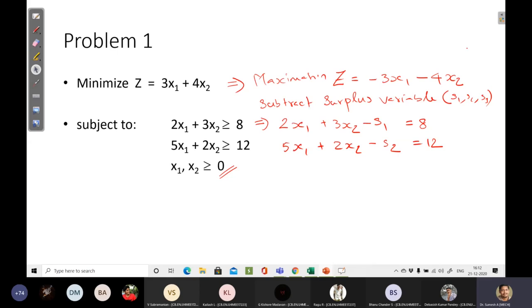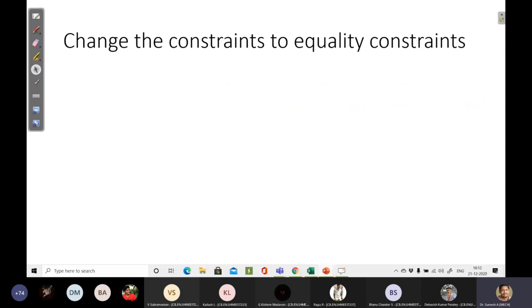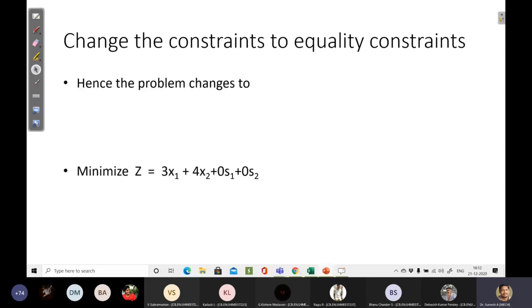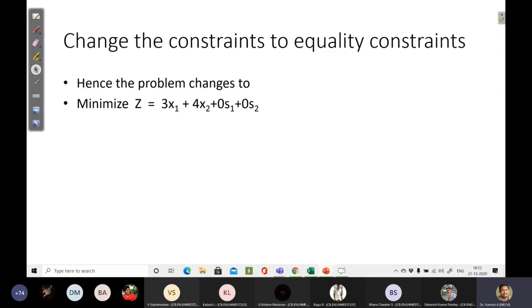But what is the issue here? I'll come to it. Hence, the problem changes into minimization: minimize z equals 3x1 plus 4x2 plus 0s1 plus 0s2 subject to the constraints, written the same way, x1, x2, s1, s2 greater than or equal to 0.